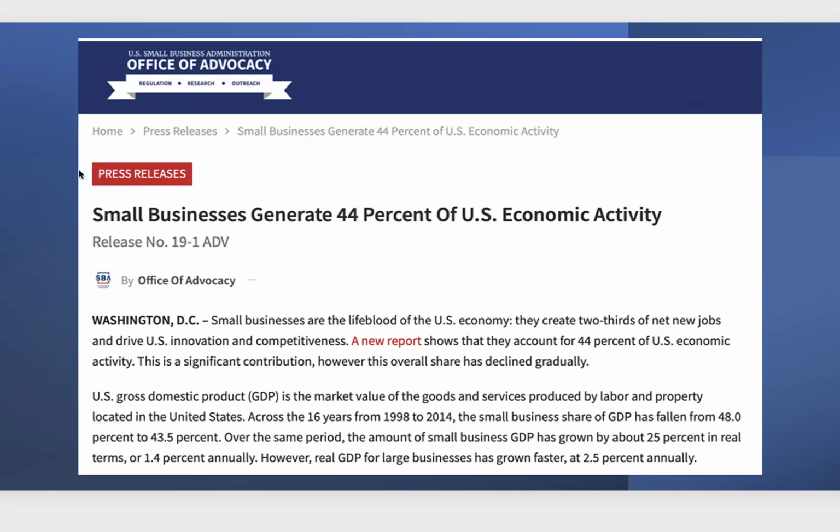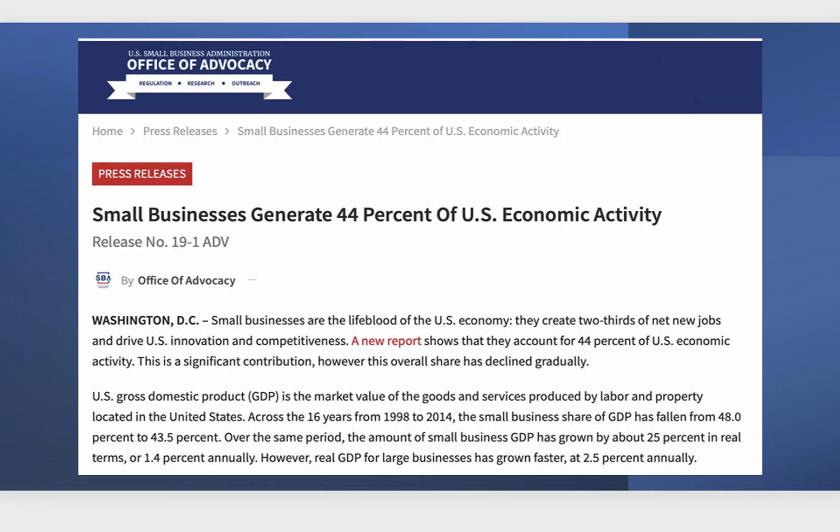First dot right here, what's happening? Well, this came out earlier this week where it's showing small businesses. It's pretty incredible. A lot of people don't notice. Small businesses generate 44% of the U.S. economic activity. So these small businesses represent almost half of the GDP. That's dot number 1. Why is that so important?